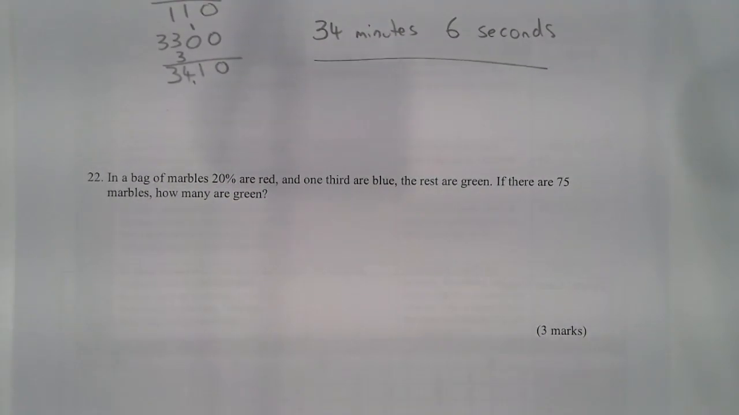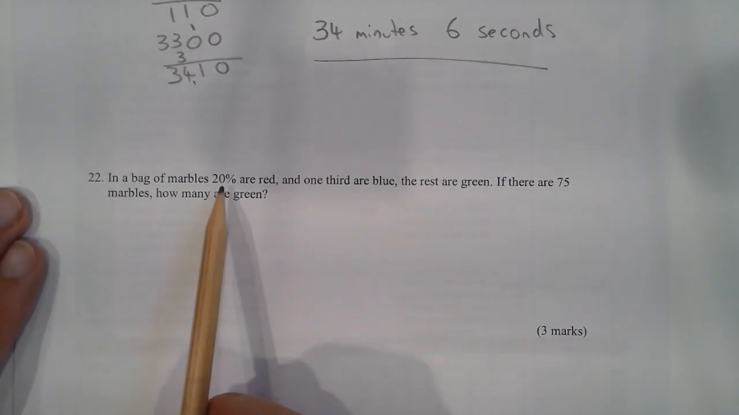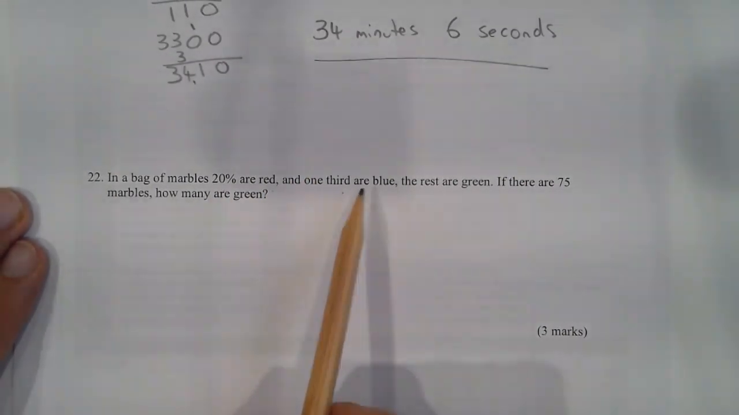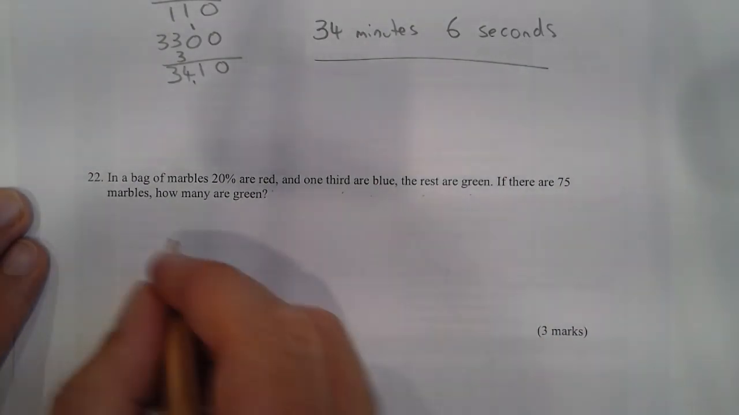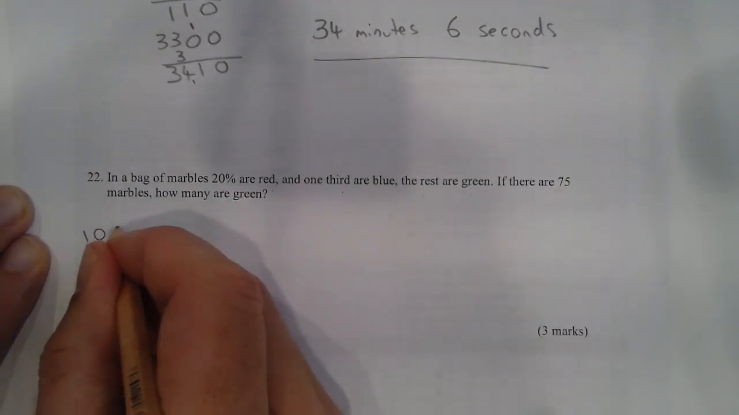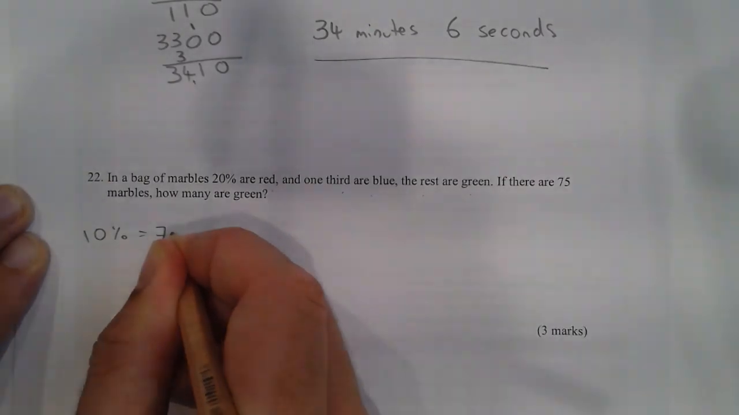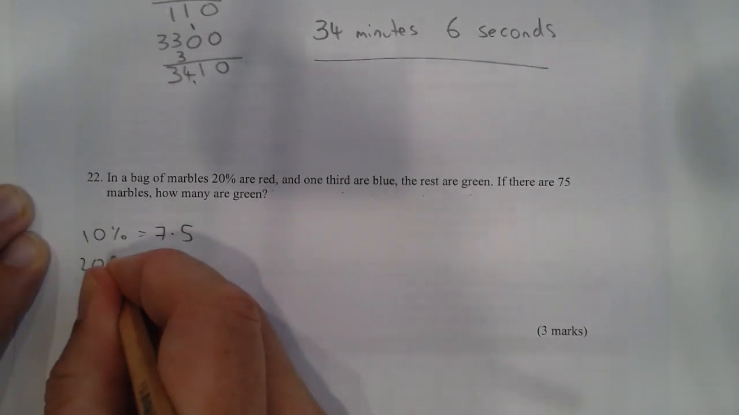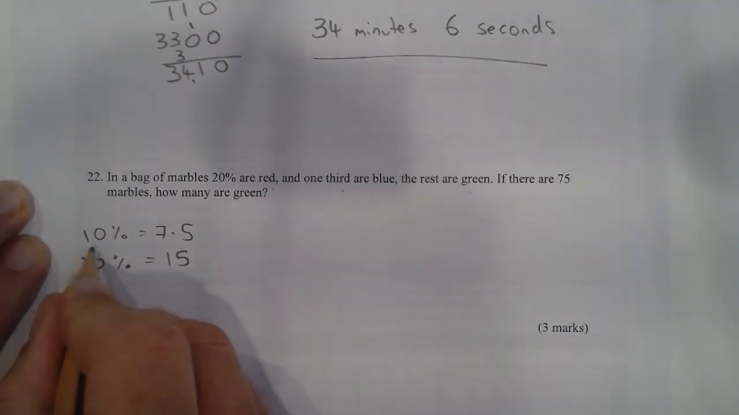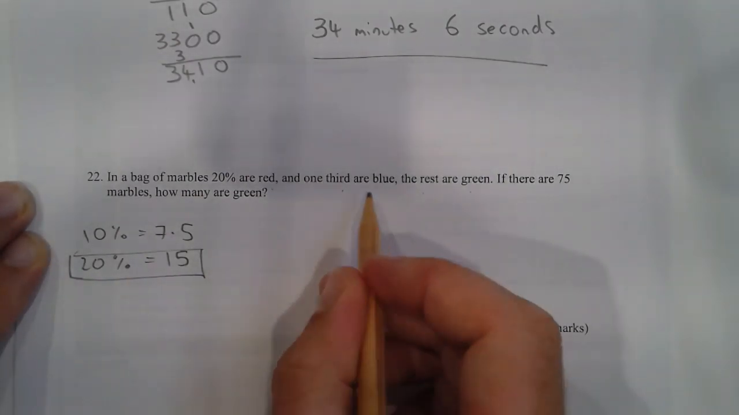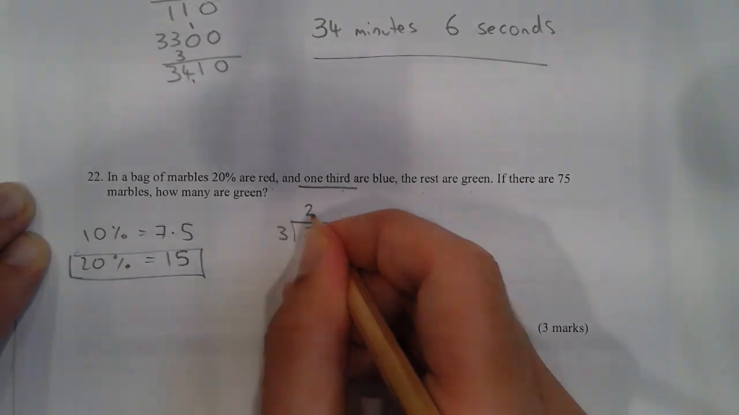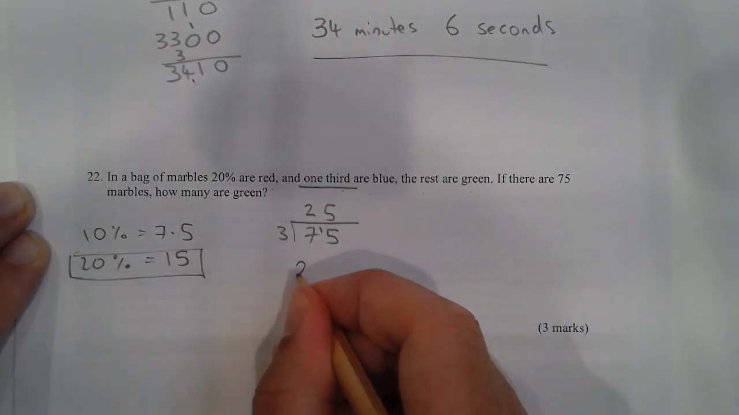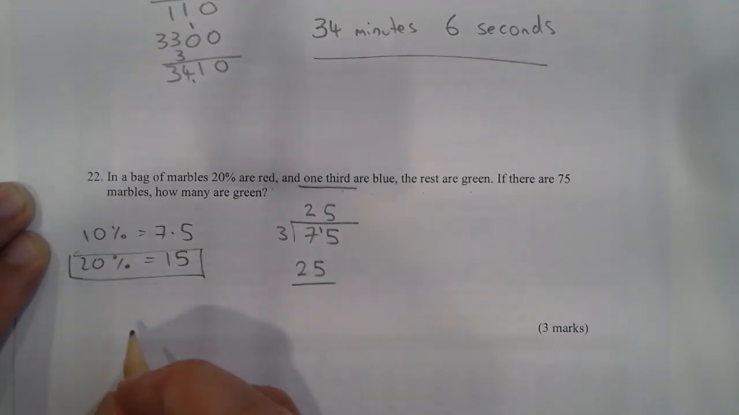Question 22. In a bag of marbles, 20% are red, 1/3 blue, and the rest are green if there are 75 marbles. Alright, so that means 10% would be 7.5. Double it for 20% is 15, so that's how many are red. 1/3, well, how many times does 3 go into 75? 2, carry the 1, 5, so there are 25 blue.